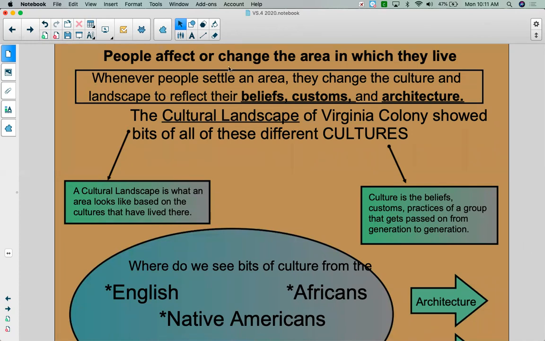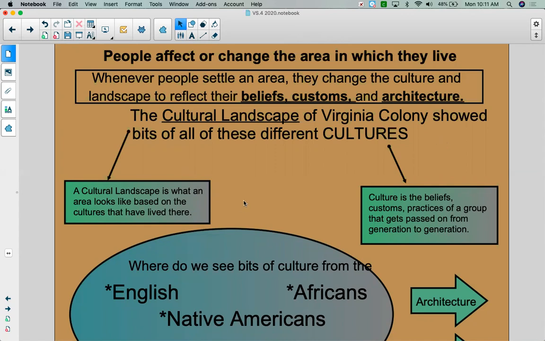So people affect or change the area in which they live. So whenever people settle in an area, they change the culture and landscape to reflect their beliefs, customs, and architecture. Those 3 things should go on your note page. The cultural landscape of Virginia colony showed bits of all of these different cultures.